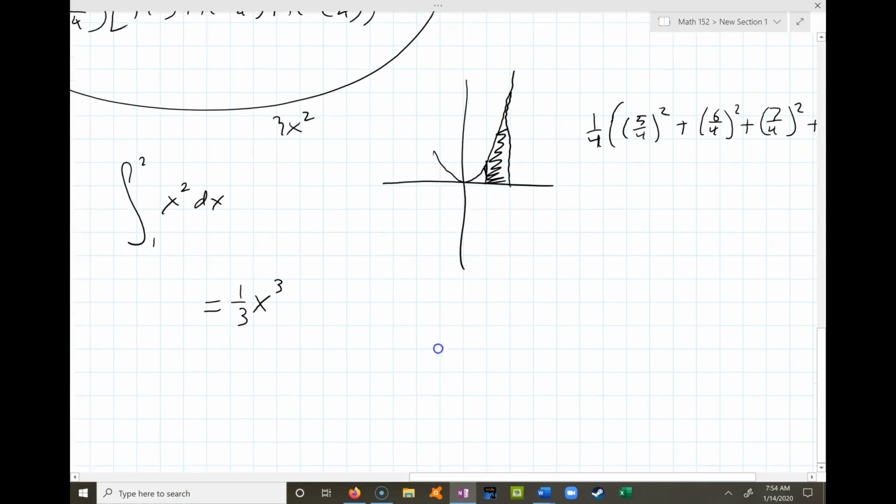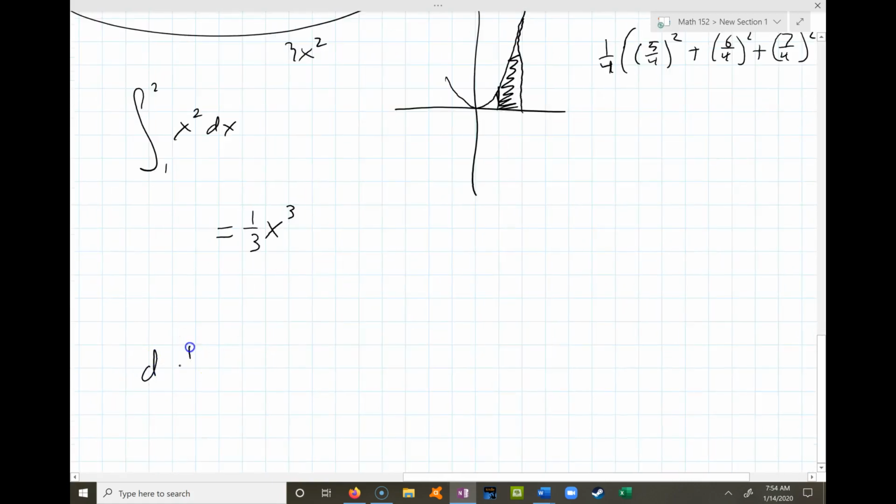So now let's check it to make sure. Is the derivative of 1/3 x cubed equal to x squared? If you take the derivative of that, 3 times 1/3 is 1, drop the power by 1, and sure enough, we just get x squared. So this 1/3 x cubed is the antiderivative of x squared.